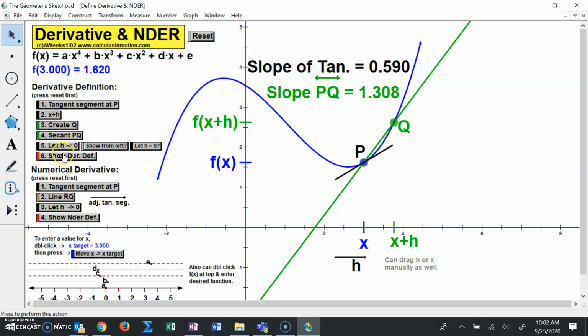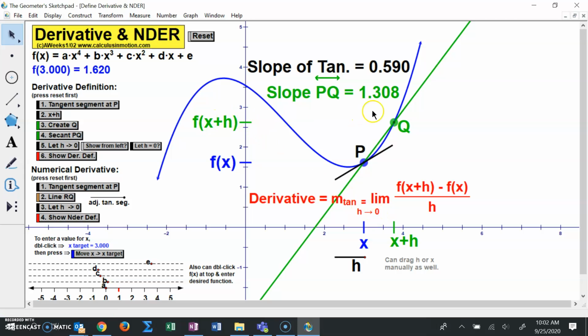So the definition of a derivative, here in red, is nothing more than a tangent line slope. It's going to be the limit as h approaches 0 of f of x plus h, that's your y value for Q, minus f of x, your y value for point P, over x plus h, your x value for Q, minus x, the x value for P. So this is nothing more than y2 minus y1 over x2 minus x1. If you do your x plus h minus x, that gives you just h.